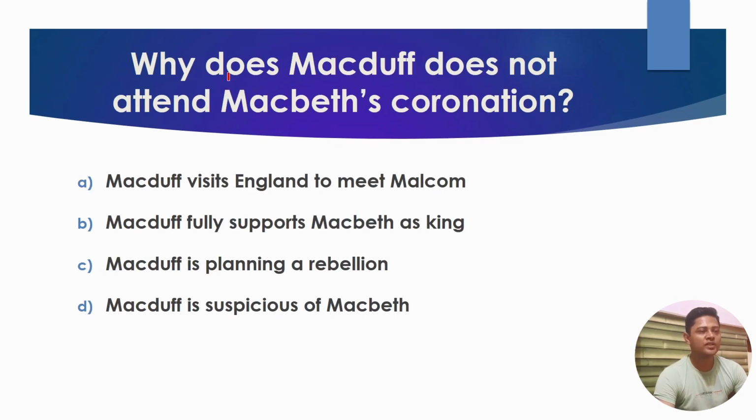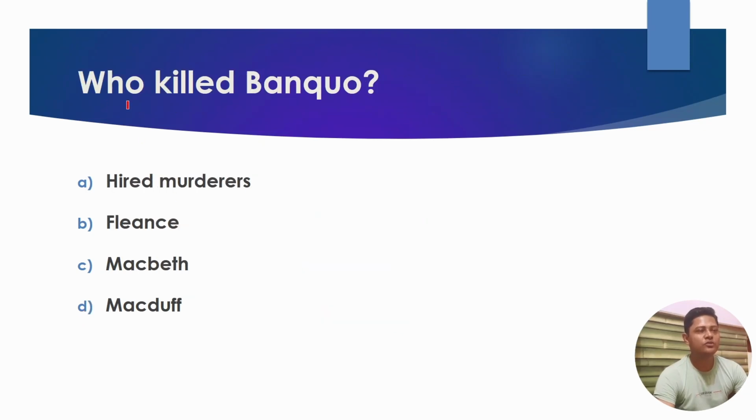The next question is, why does Macduff not attend Macbeth's coronation? So the correct answer is, Macduff is suspicious of Macbeth. Macduff has started to believe that Macbeth murdered King Duncan. The next question is, who killed Banquo? The correct answer is hired murderers.